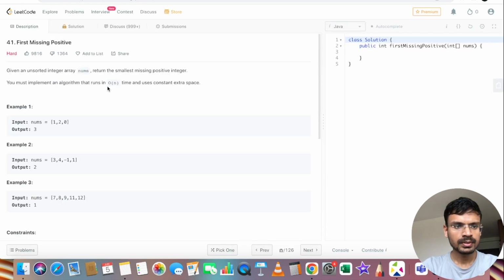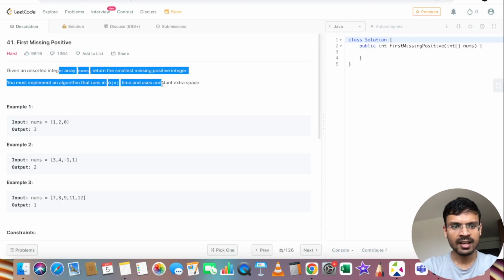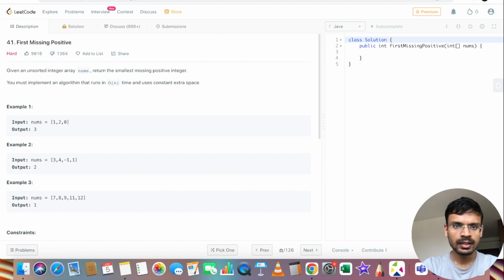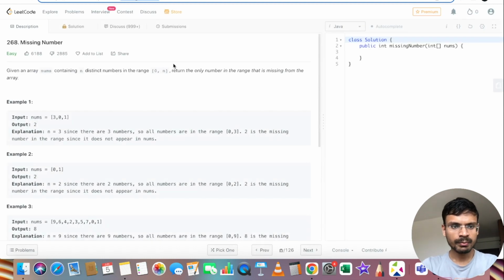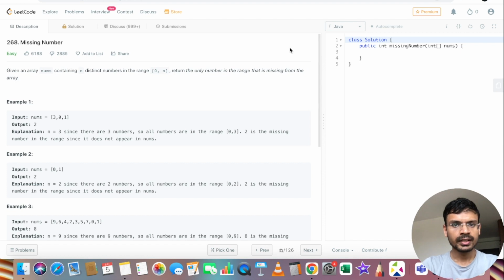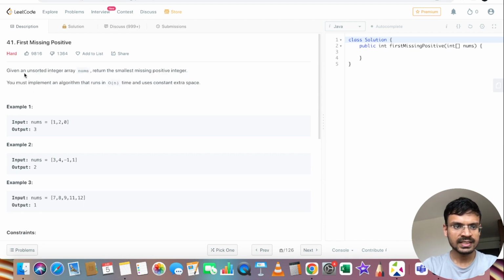In this problem which we are considering, the array can have both positive and negative numbers, but in the problem called missing number, the array could have only positive numbers. So I would recommend you to first solve that problem, and you would find it much easier to solve this problem after that. So, coming back to this problem again.